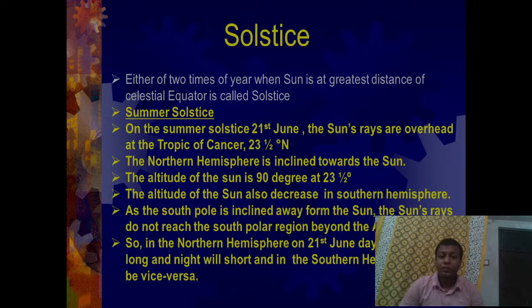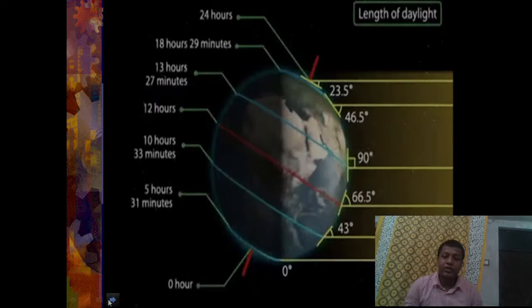Okay, let's start. What is summer solstice? That means June solstice. In your book it is written summer solstice, so that's why I am writing it here. On the summer solstice, 21st of June, sun rays are overhead on the Tropic of Cancer, 23.5 degree north. Look at this picture, dear students.